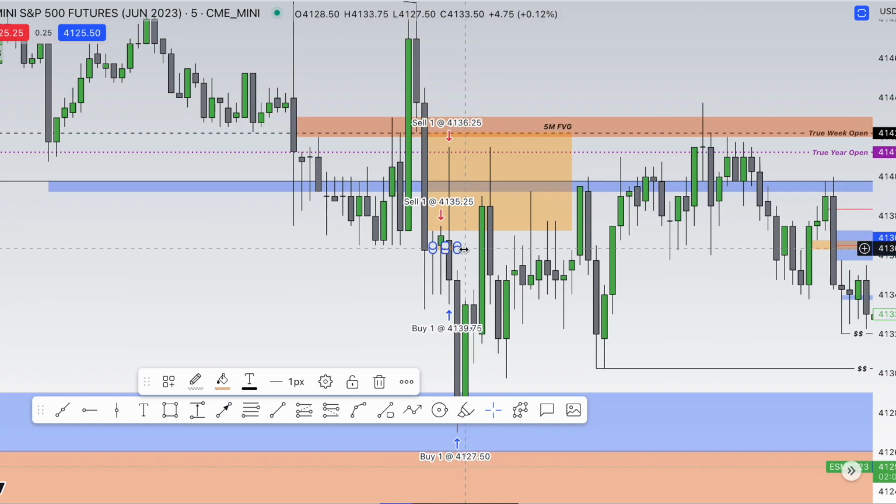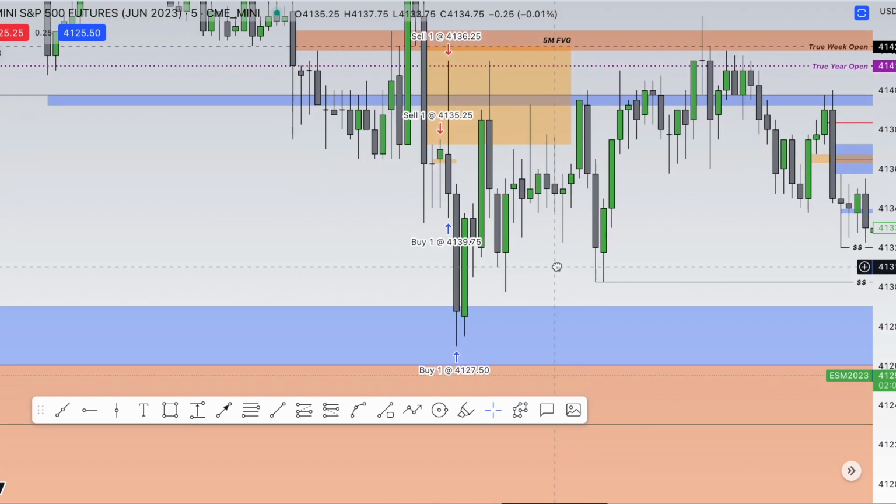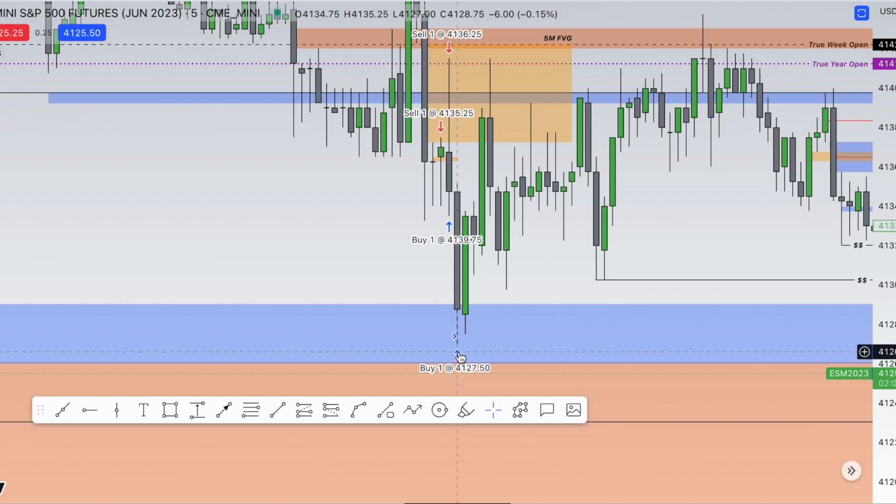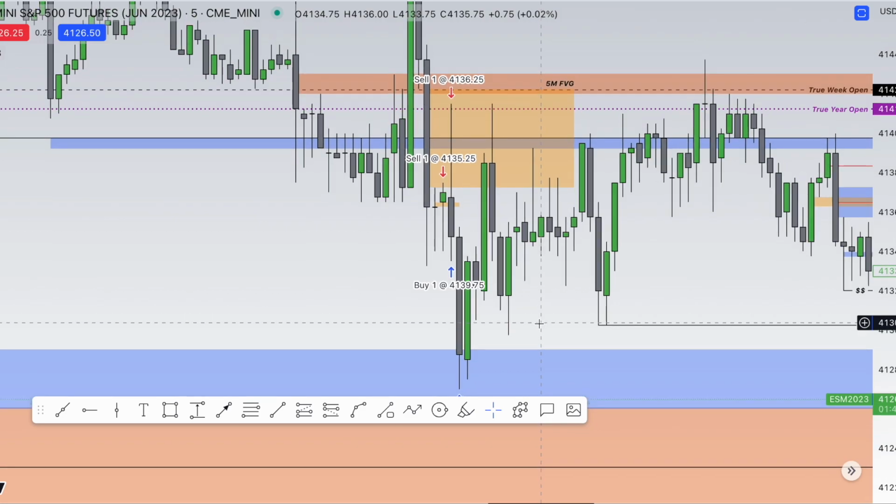41.36.25. And we got out for a nice little win back. And down here too, this is a 5-minute fair value gap right here. And we just took it to the consequent encroachment. And the low came in at 41.27. And we got out. We flipped our exit a little bit, and we got out there. So that was pretty nice.